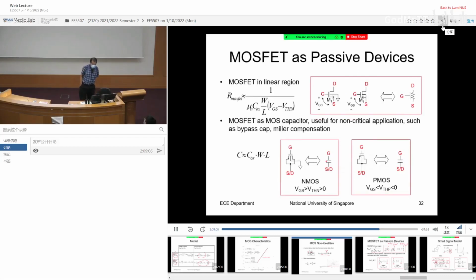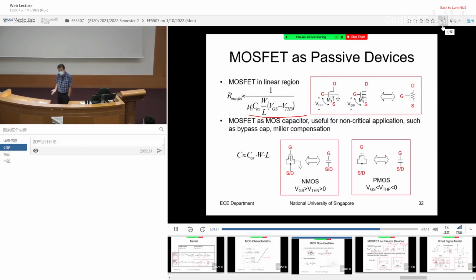We can also use the MOSFET devices as a resistor. In linear region, remember, the MOSFET behaves like a resistor. By changing the voltage, you can actually control the variable resistor of the MOSFET device, and the resistor is controlled using the following formula. Again, we assume square law, so this will give you some idea how the resistor changes.